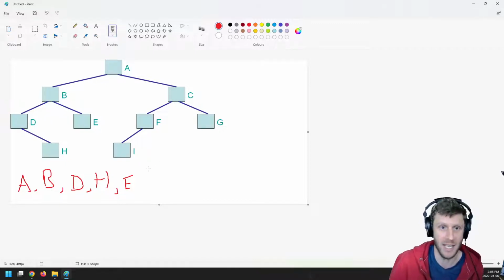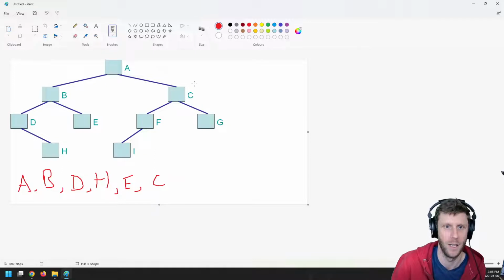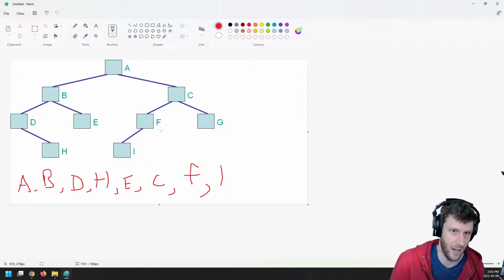So we go to C, access C. Go to the left, access F. Go to the left, access I. Go to the left, nothing there. Go to the right, nothing there. We return. We finished I. We finished F's left subtree. So now we do F's right subtree. Nothing there. Return. Now we're done with F. Return. We finished all of C's left subtree.